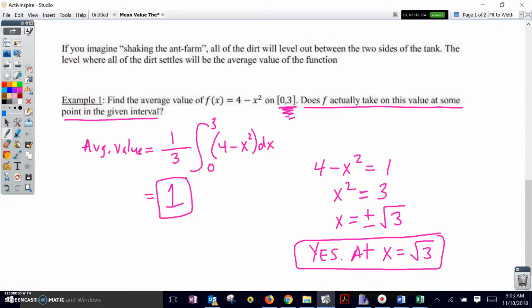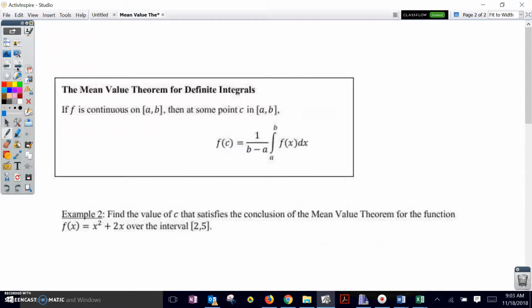It does. Okay? This is leading us into our actual piece of theory here, the mean value theorem for definite integrals. If we have a function that's continuous on some closed interval, then we are guaranteed that at some point c in that interval, f of c is equal to the average value. Alright, let's look at example 2.